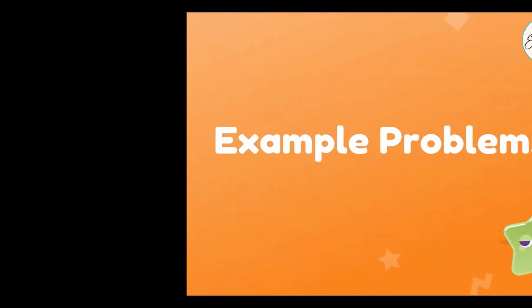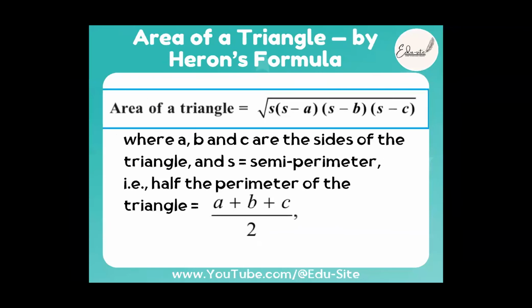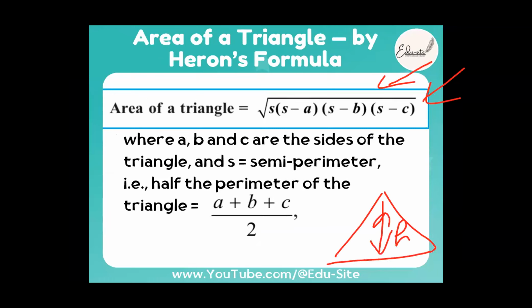Fine. Again, I'll just sum up. What is Heron's formula? Heron is nothing but a mathematician who has put forth this formula. He has derived this formula based on the sides of the triangle and not the height of the triangle. Remember this. Here, no height is considered.